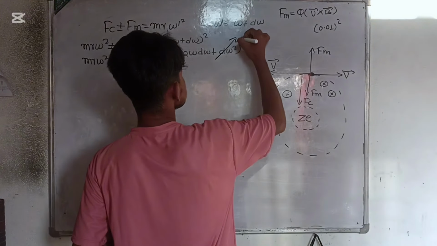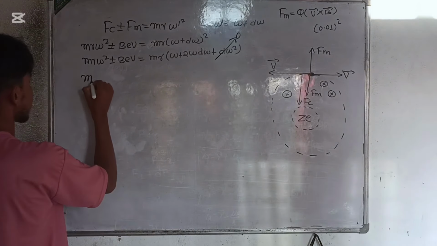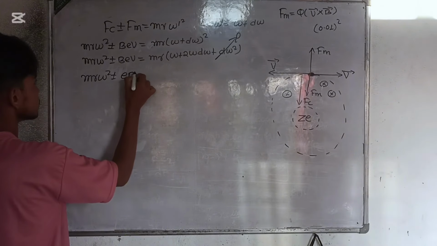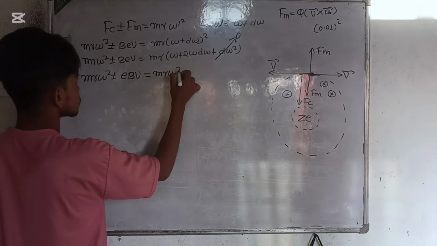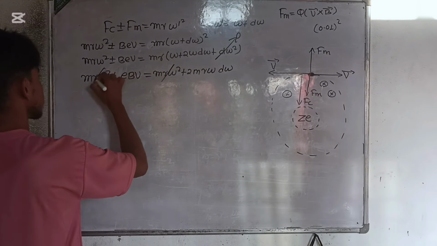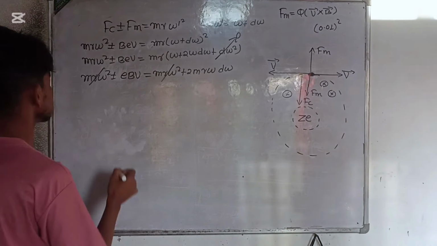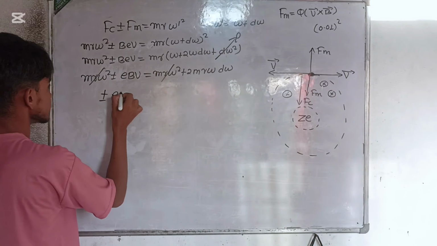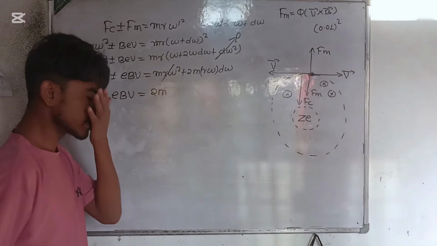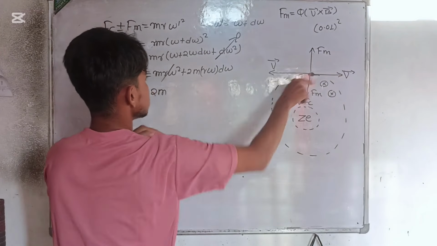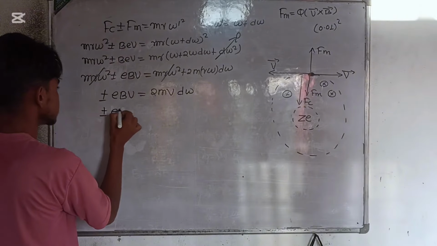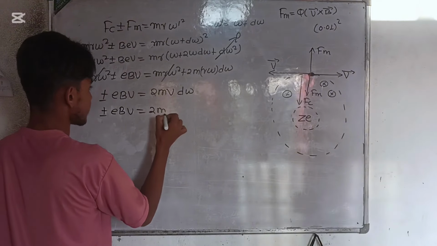So you can neglect this term, right? And you will end up getting mr omega square plus minus EBV and mr omega square plus 2mr omega d omega. So the mr omega square will cancel out each other, right? So plus minus EBV could be 2m, and the r omega is nothing but the linear velocity of particle, right? d omega. So this would be plus minus EBV and 2mv.